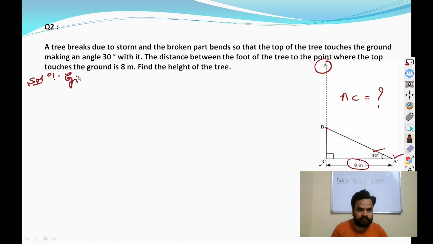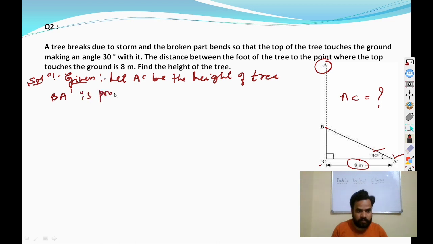So write given. So what I will do, I will consider let AC be the height of tree, and the broken part I will take as BA dash is broken, right? So here what they given is A dash C is equals to 8 meter, and theta I will take as 30 degree. These all are given things. I need to find AC overall.